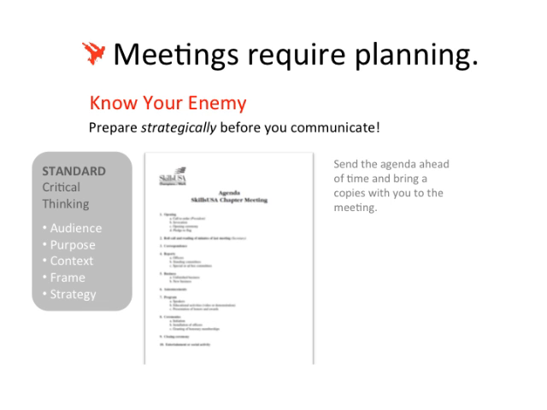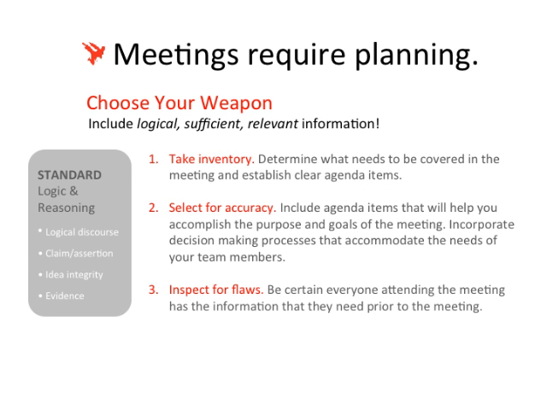Essentially, an agenda is simply a schedule of topics to be discussed at the meeting. You do need to think carefully, however, about the topics that you include on your agenda. You need to determine what needs to be covered in the meeting as you establish your agenda items. Don't try to stuff everything into one meeting if it's not going to fit. Include agenda items that are going to help you accomplish the purpose and goals of the meeting, and then make sure you incorporate decision-making processes that accommodate the needs of your team members and the purpose of your meeting.